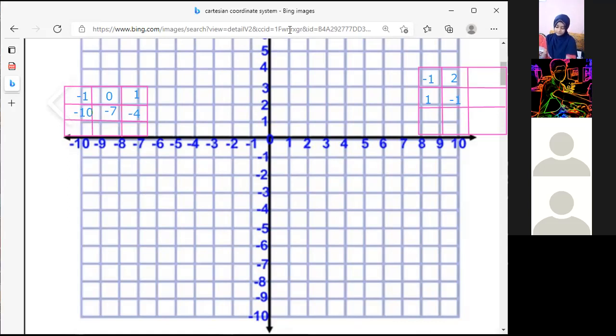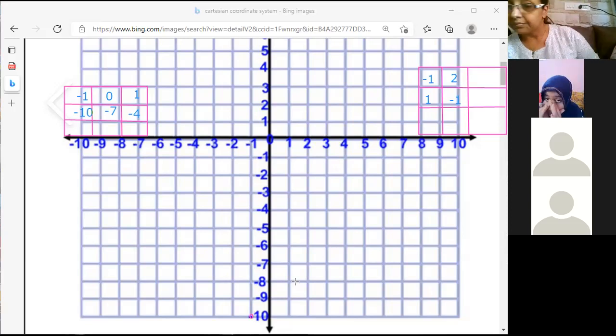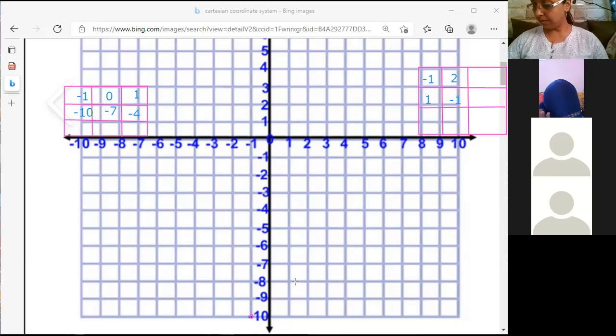-1 and -10. Tell me, where is the point going to come? -1 and -10. Can I say this is the point here? Yes. Can you hear me, बच्चा लोग? Yes, teacher.